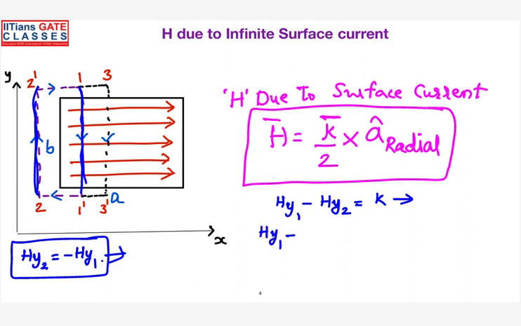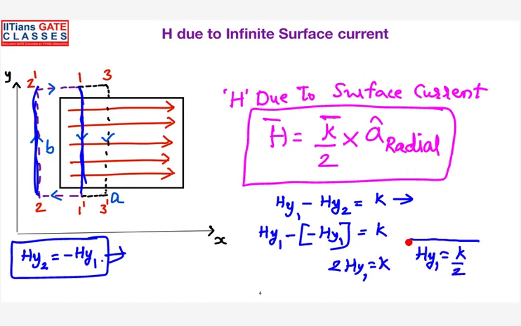hy1 minus hy2 is minus of hy1. Agree? So what you are going to get? 2 hy1 is equal to k. So your hy1 remains k by 2. Agree? Yes. So hy1 is k by 2 means your hy3 is also k by 2. Agree with my point? Yes.